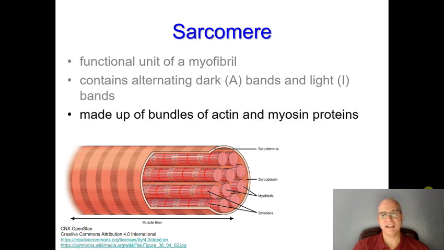And really what we're seeing are bundles of actin and myosin proteins that are organized in such a way to show us those dark bands or A bands and light bands or I bands. Now, if you are a kinesthetic learner, a visual learner, even a read-write learner, one of the best ways of learning the different parts of a sarcomere is to draw it.